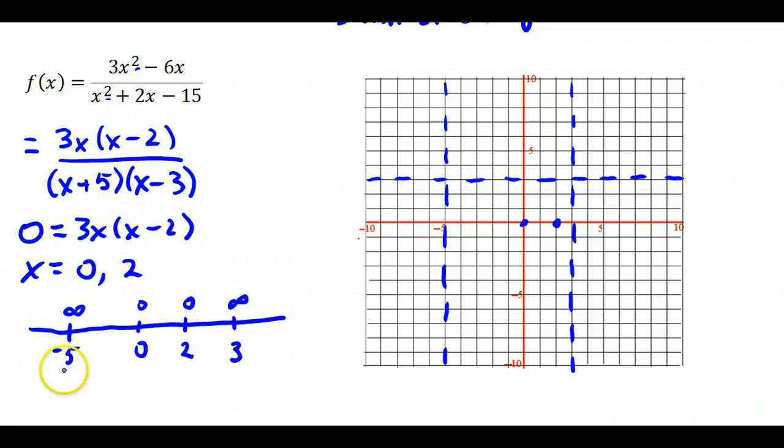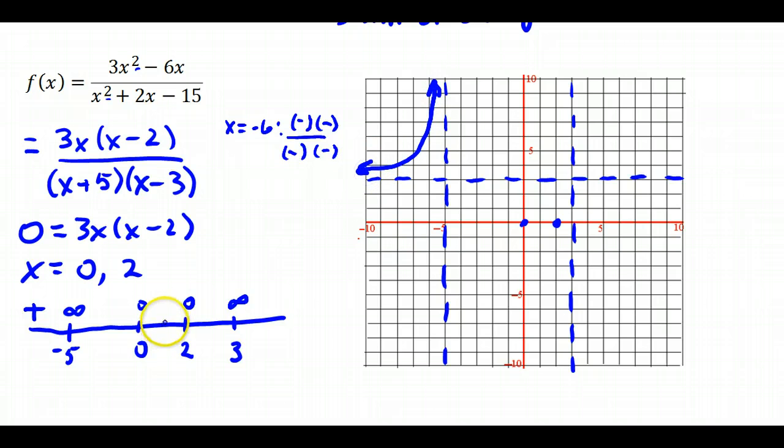So let's pick a point to the left of negative 5, like negative 6. So if x equals negative 6, then this factor here will be negative. This factor will be negative. This one will be negative. And this one will be negative. So 4 negatives add up to a positive. So any number that is less than negative 5 will give me a y value that is positive. So I'm thinking the graph is doing something like that.